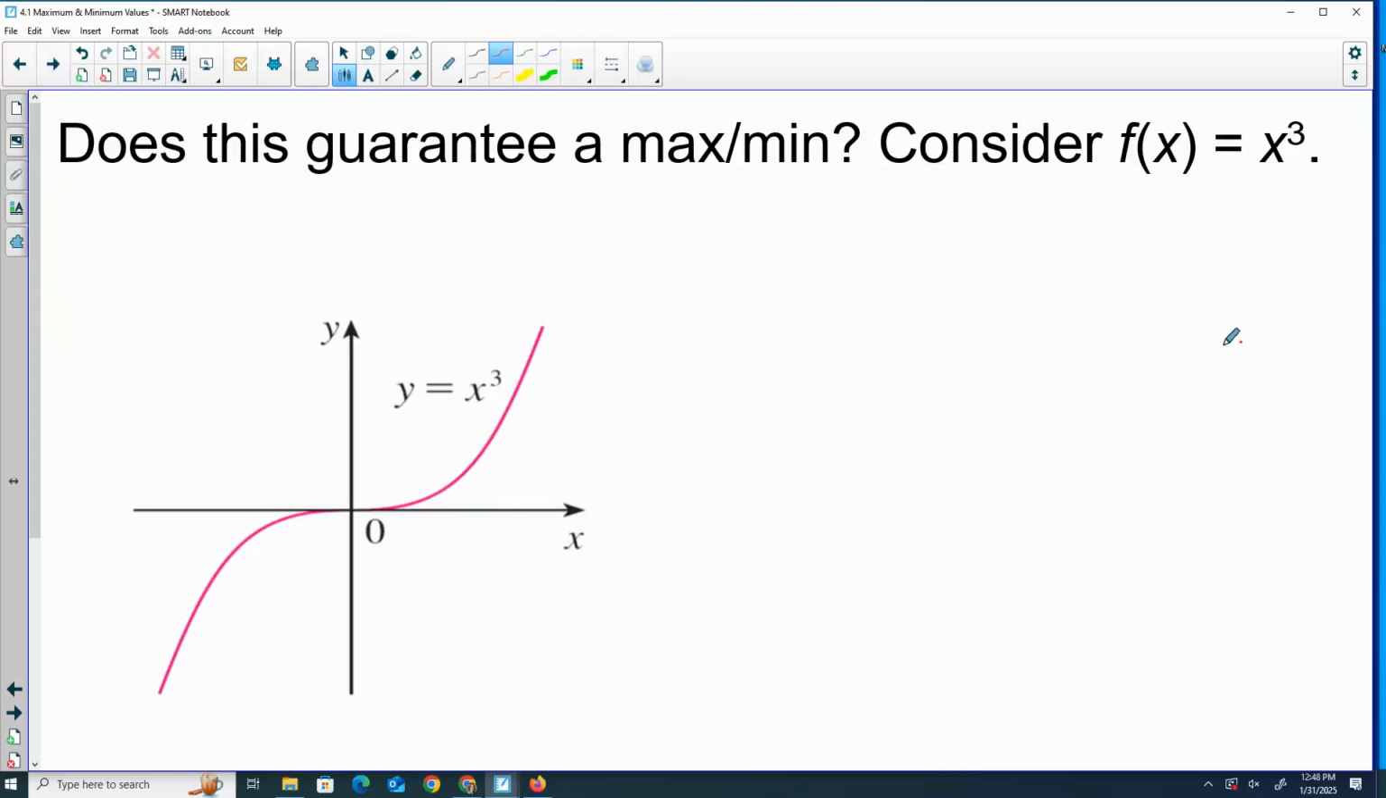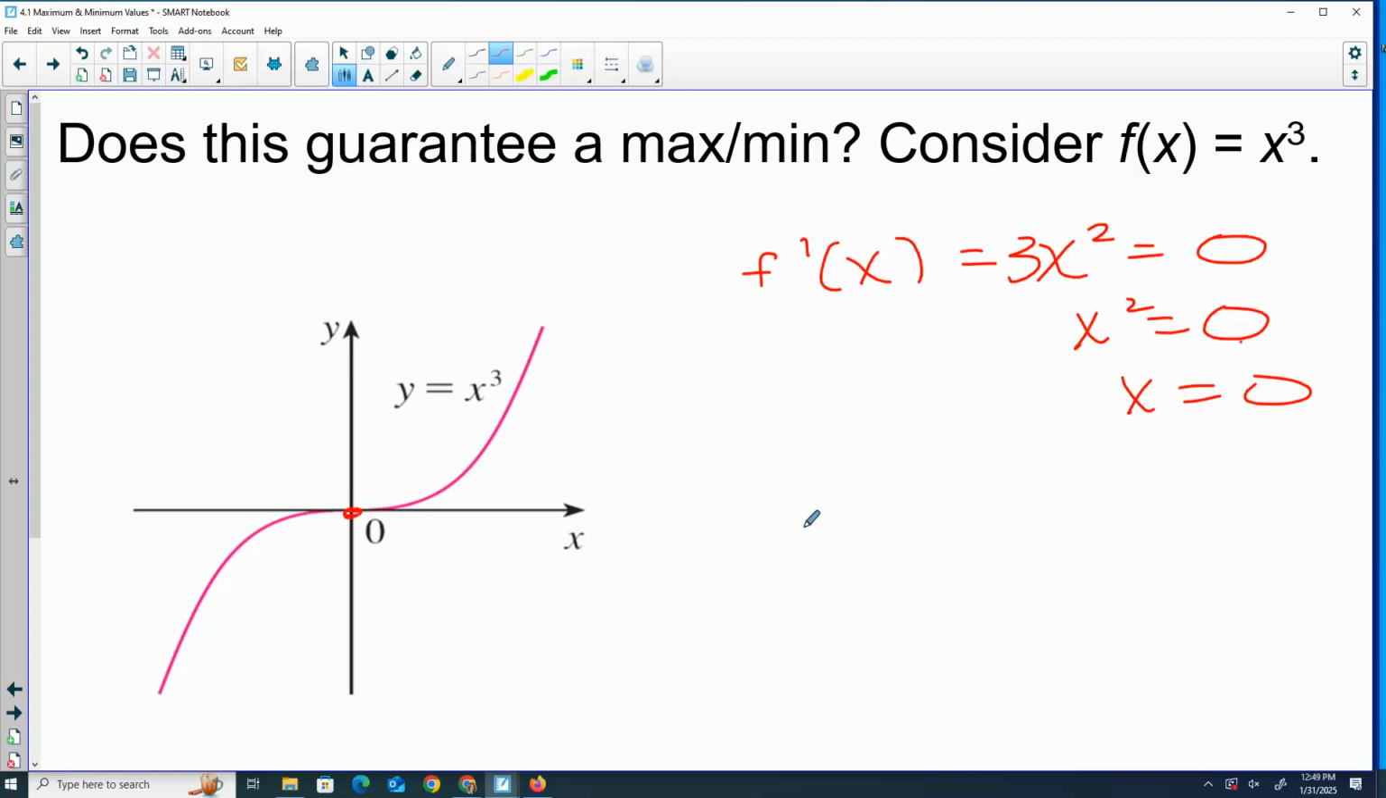One thing to question: if I find a place where the derivative is 0, does it have to be a max or min? So if I think about x cubed, we already said it doesn't have a max or min, right? What's the derivative of x cubed? 3x squared. If I set that equal to 0, we get 0. But is 0 a max or a min? No. So we can find a place where we might have a max or a min by finding when the derivative is 0, but it doesn't guarantee it. The derivative can be 0 without a maximum or minimum at that point.